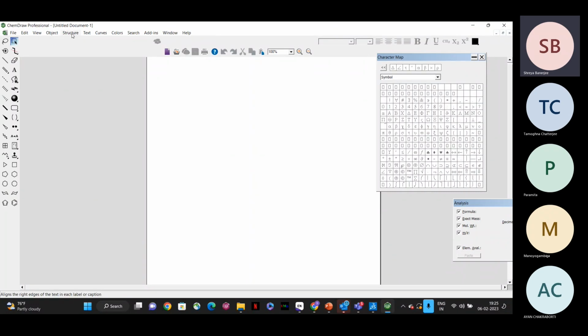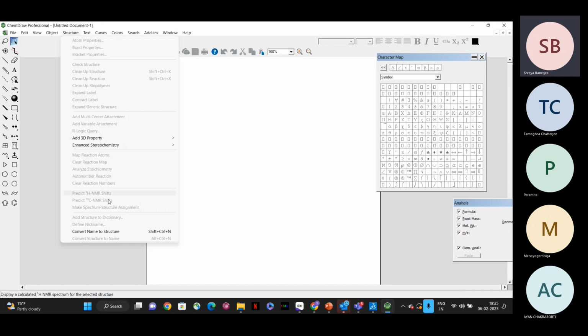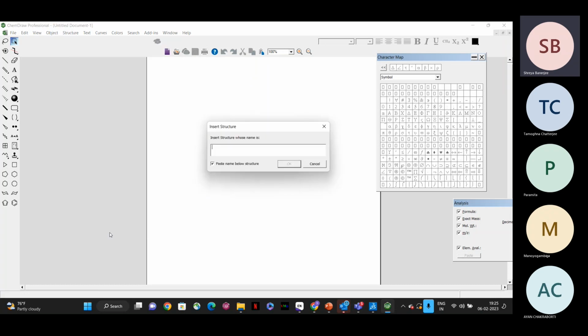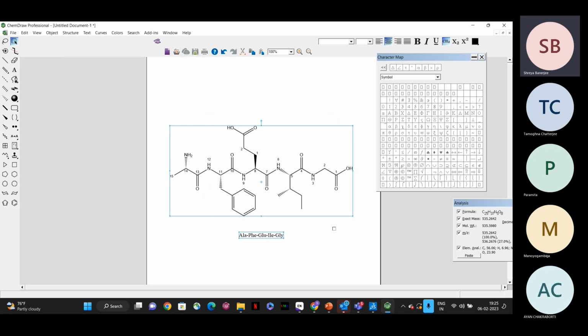So suppose if you go to Structure and Convert Name to Structure, if I want a polypeptide, say Ala, Phe, Glu, you have to type the 3-letter codes and you will get the structure. This is the 2-dimensional structure. Like Discovery Studio was for the 3-dimensional structures, in ChemDraw you can see the 2-dimensional representations.